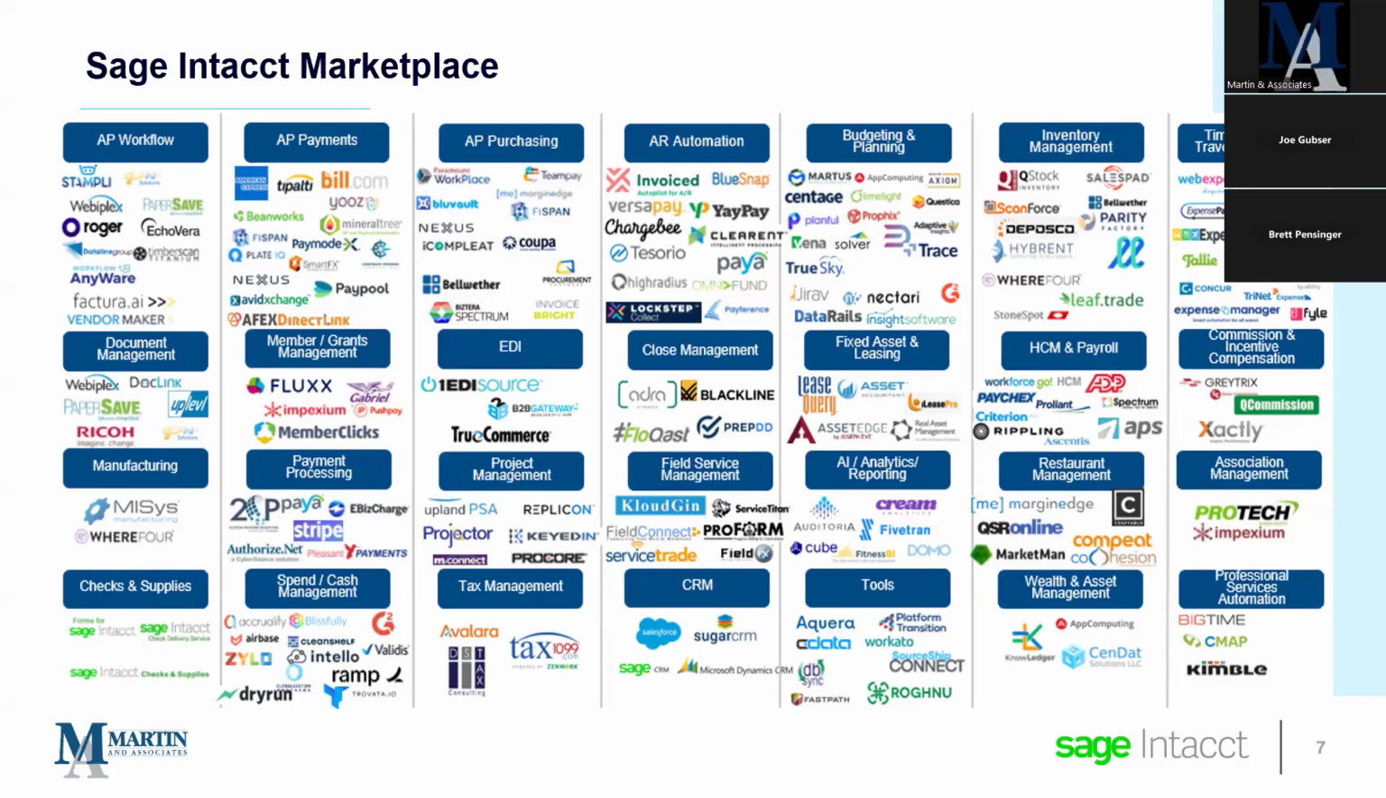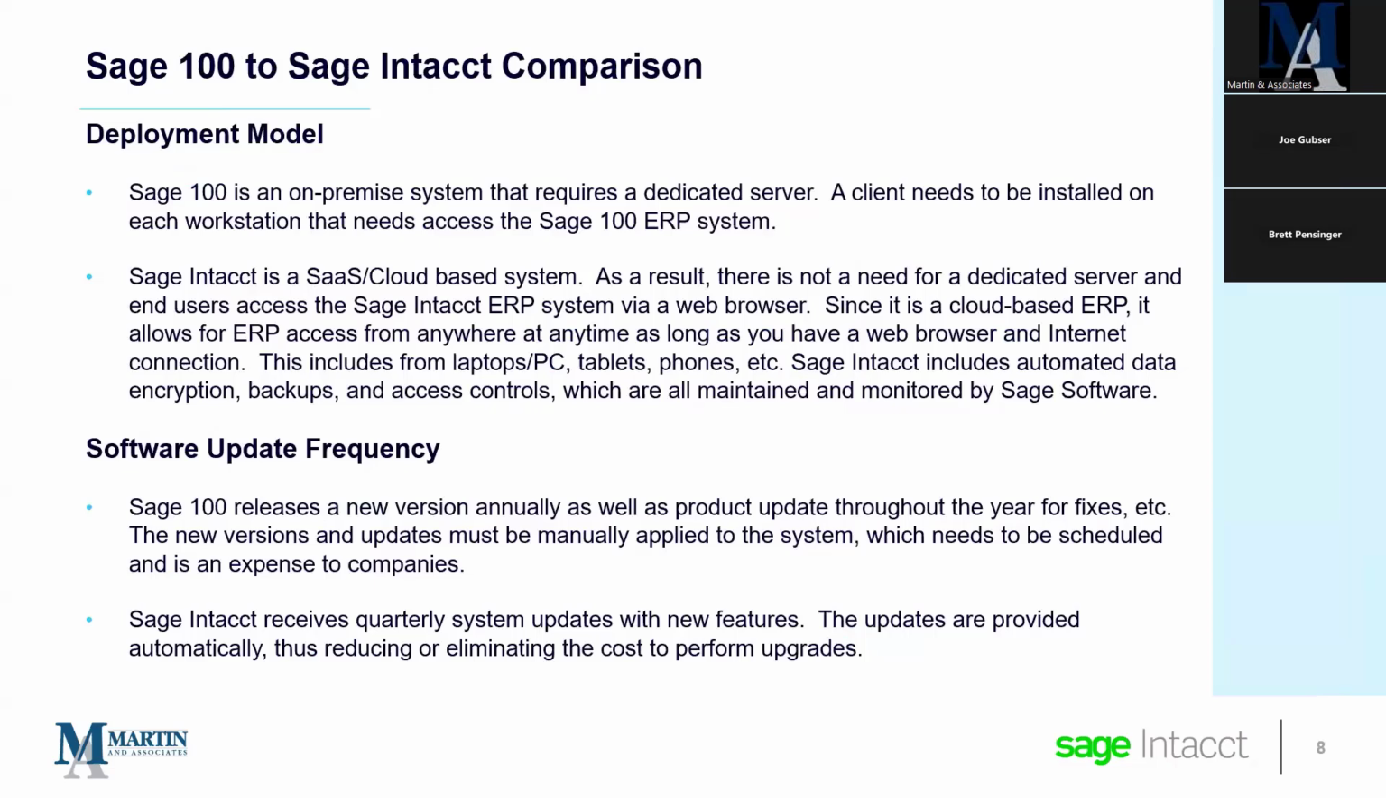So there's a Sage Intacct marketplace out there for add-on products if you want to do things like certain purchasing things or budgeting and planning or EDI or document managing. If you don't want to use the built-in, if they have it, and you want to add one on that you're using, there's a marketplace out there for a lot of these products, showing you what can be added and implemented and integrated. Sage 100 versus Sage Intacct comparison here.